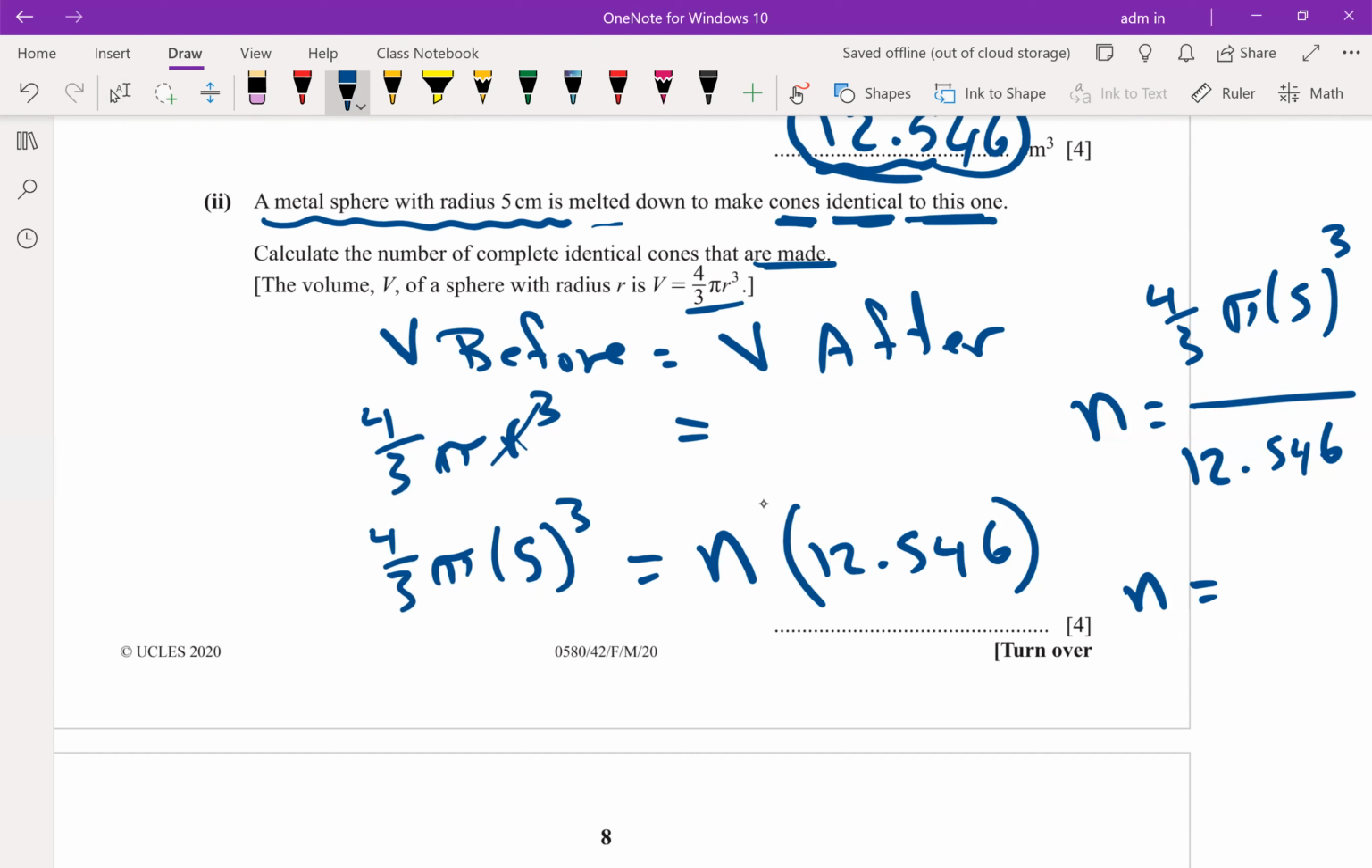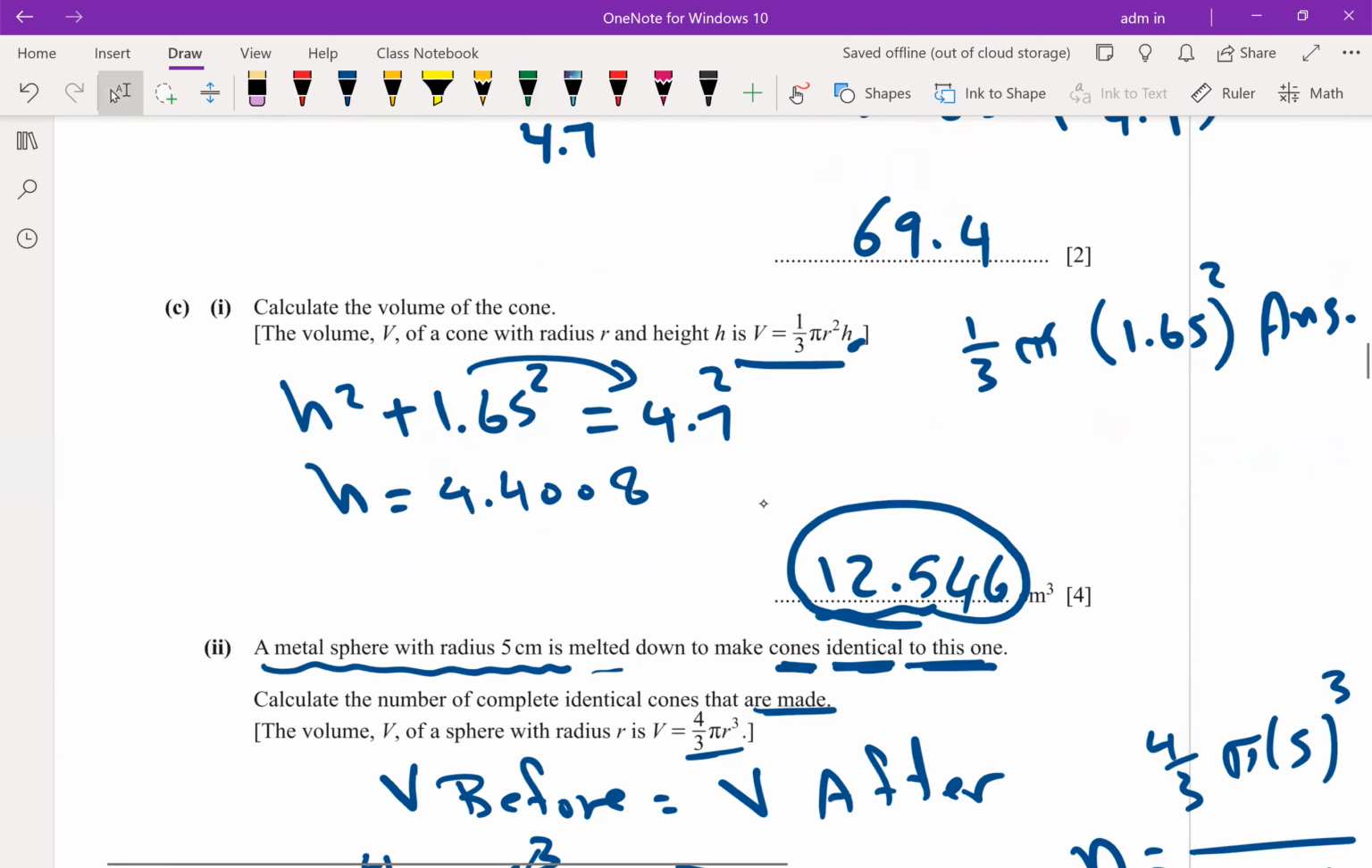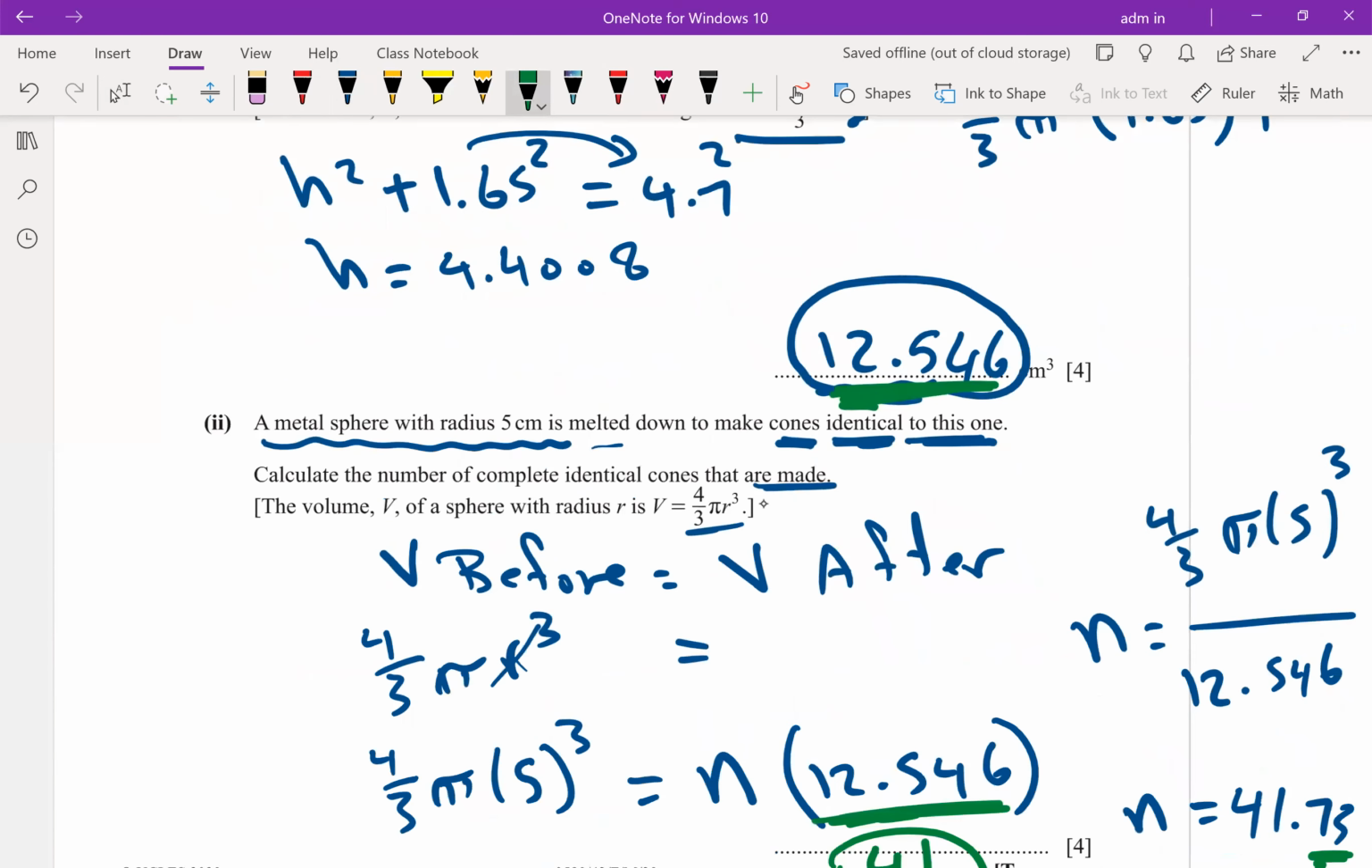I will tell you. 41 point. So exactly how many complete cones will there be? 41, because the 42nd is not complete. So the final answer: divide by 12.5, the volume of the cone found in the previous part. Again, the volume before equals the volume after.